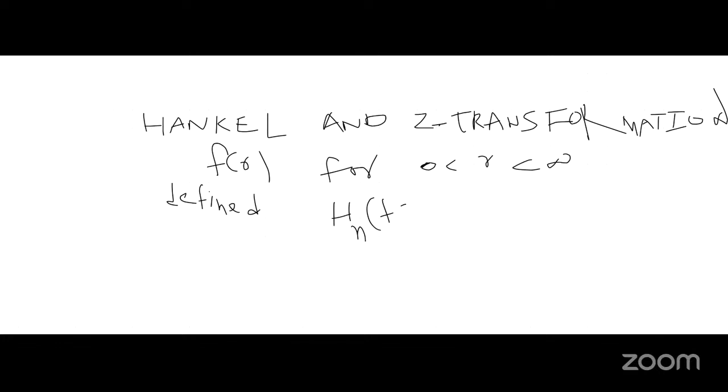equal to the integral from 0 to infinity of r into J n, that means the Bessel function, into f of r into dr. Okay. There are some properties, but we are going to discuss the problem. Yeah, so we'll do one problem.